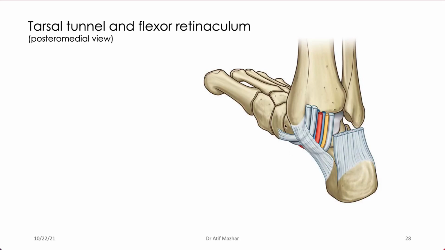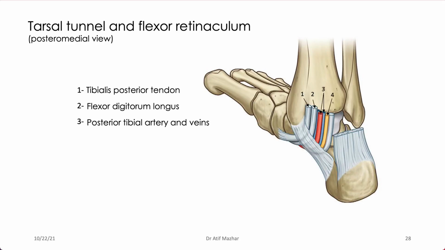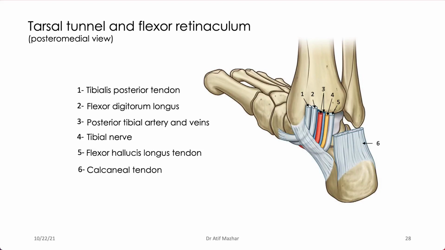And now we can see a very important factor, the relationship on the medial side. What you are looking at is my flexor retinaculum, and we are looking at the posteromedial view. This is my big toe, and look at it, so many tendons. How can we identify them? This is my tibialis posterior, and then the flexor digitorum longus. There are these vessels. What are these vessels? The posterior tibial artery and vein. And then this is my tibial nerve, and this last one is my flexor hallucis longus tendon, and then this is my tendo calcaneus.